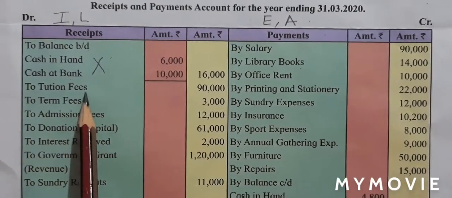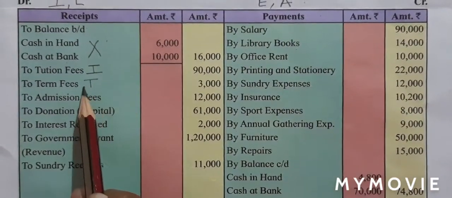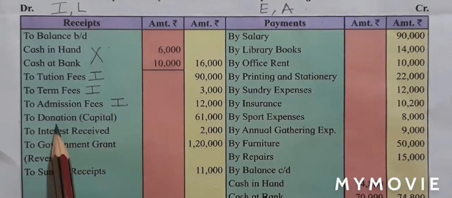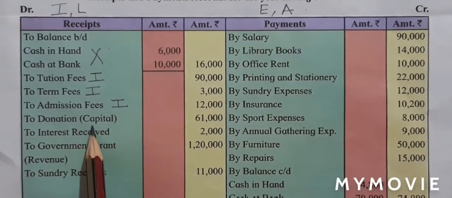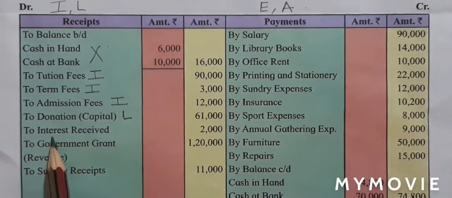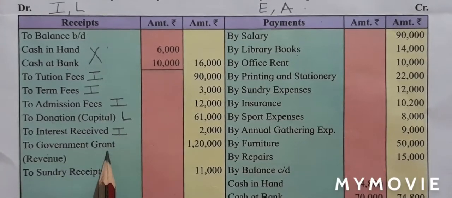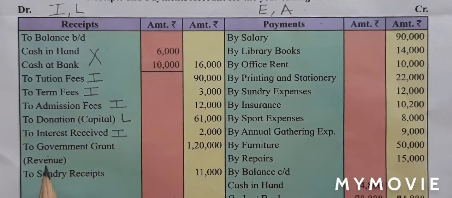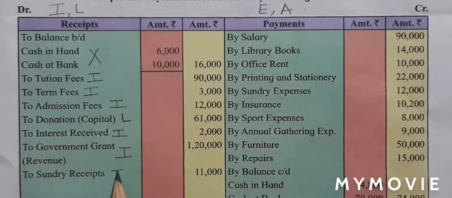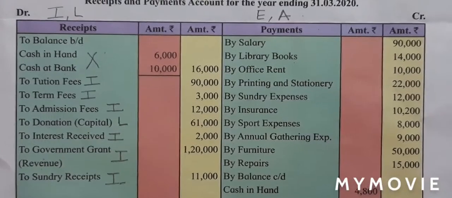Next is tuition fees. It is an income. Term fees, income. Admission fees, income. Donation, what they have said is capital, which means we have to put it in our liability. Interest received, income. Government grant is given for revenue, which means it's general, so it will be income. Sundry receipts, income. We will now do the identification on the payment side.